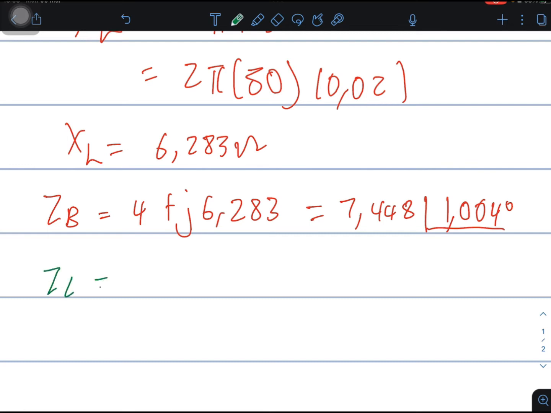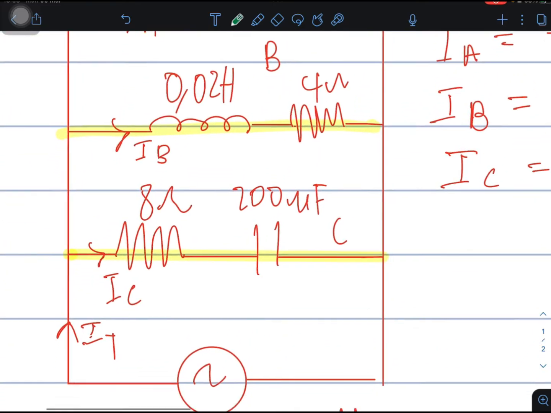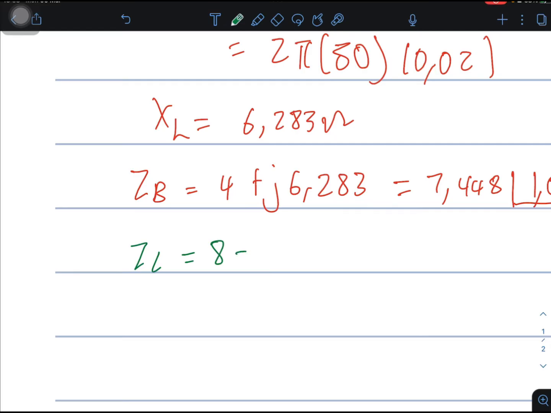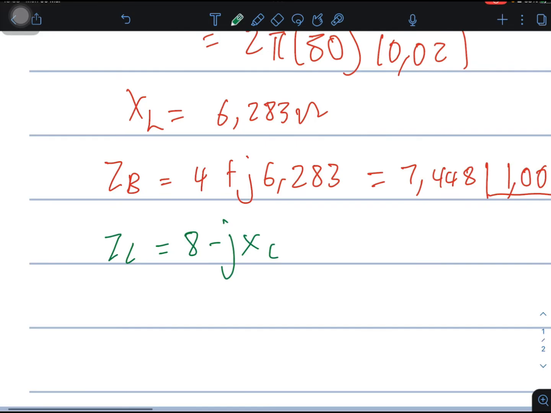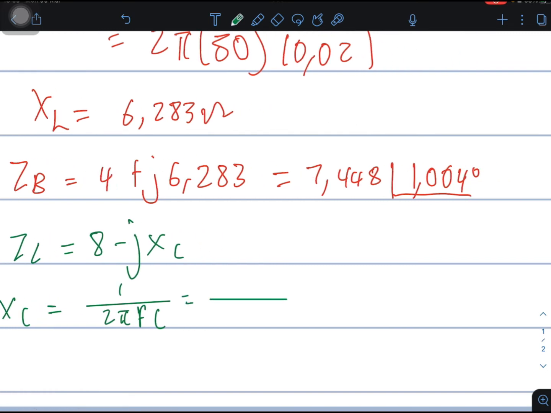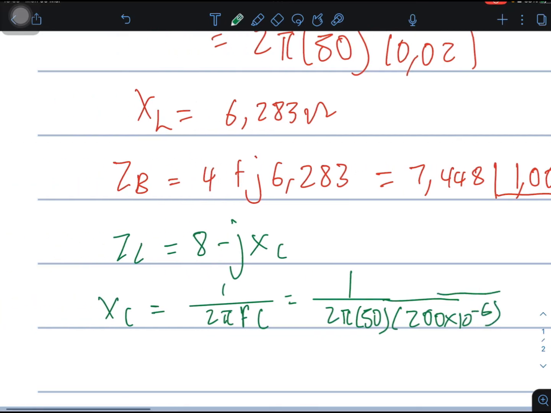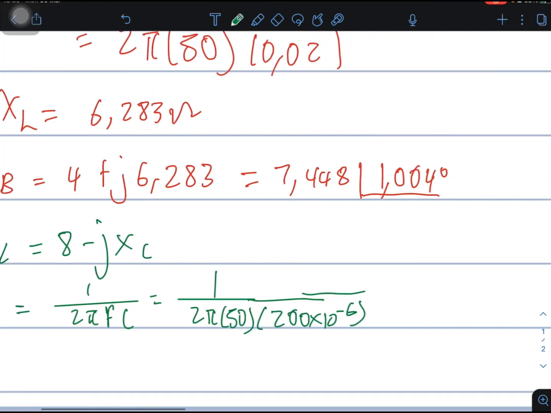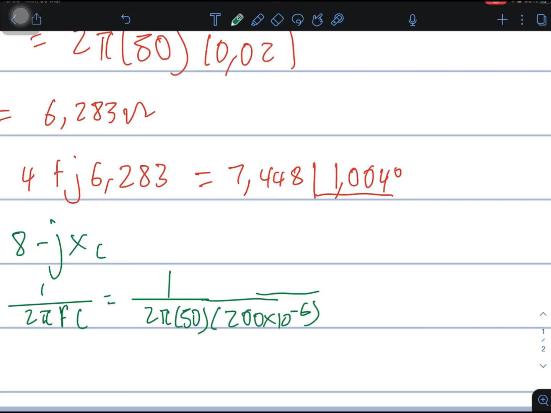ZC is given by our resistance, which is 8, minus jXC. So we have to calculate XC. XC is given by 1 over 2 pi fC, which is 1 over 2 pi, frequency 50, then C is 200 micro, times 10 to the power minus 6. Therefore XC, let me punch it first.